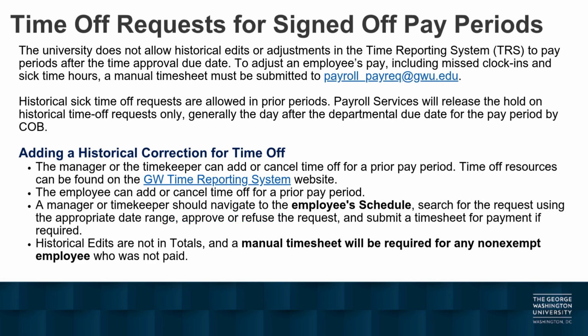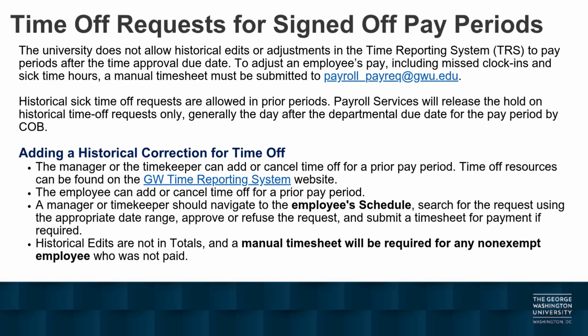Time off requests for signed-off pay periods. The university does not allow historical edits or adjustments in the time reporting system to pay periods after the time approval due date. To adjust an employee's pay, including missed clock-ins and sick time hours, a manual timesheet must be submitted to payroll_payrec@gwu.edu. Historical sick time off requests are allowed in prior periods. Payroll services will release the hold on historical time off requests only, generally the day after the departmental due date for the pay period by close of business.